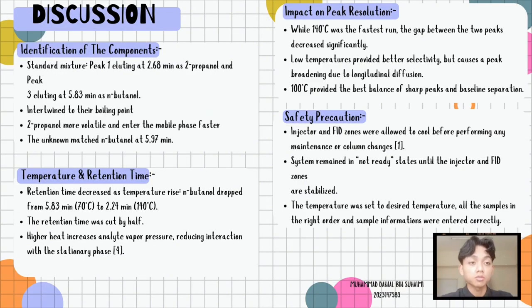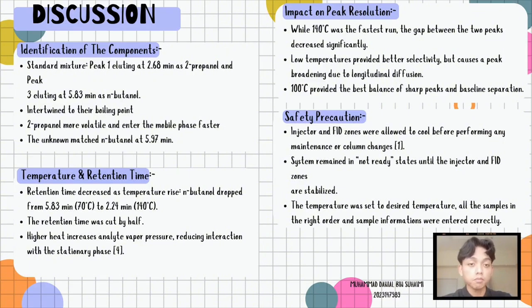First, for identification of the analytes, we compare the retention time of the standard mixture with each analyte's retention time. We detect that peak 1 of the standard mixture, eluting at 2.68 minutes, is confirmed as 2-propanol, and peak 2 of the standard mixture, eluting at 5.83 minutes, is confirmed as N-butanol. This elution order is tied to their boiling points, meaning that N-butanol has a higher boiling point compared to 2-propanol. In contrast, 2-propanol was more volatile and entered the mobile phase faster than N-butanol. Also, by matching these two analytes with the unknown sample, we confirm that the unknown sample matched N-butanol at 5.97 minutes.